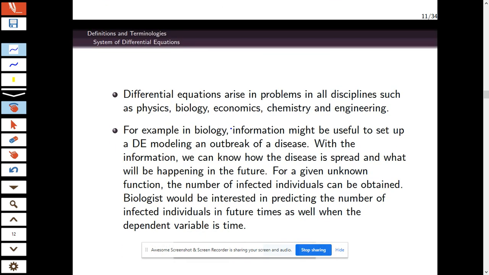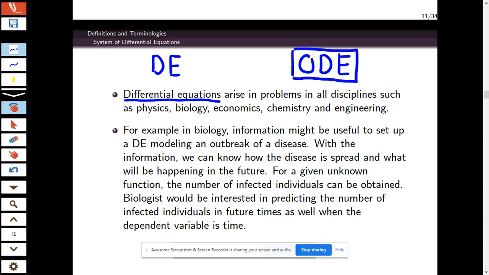Okay, so DE, differential equation, is talking about DE. It is not talking about ODE. What does it mean? Who can tell me? Anyone? Maybe it's wide. The range is wide, not only ODE but PDE also. Yes, thank you, Tan. So it's not talking about ODE now.